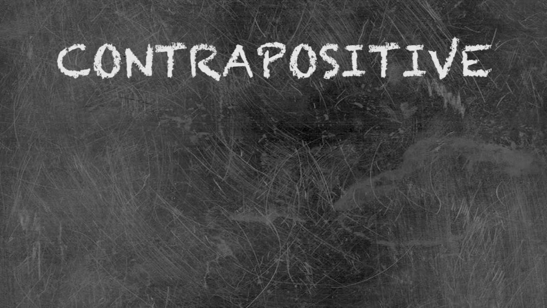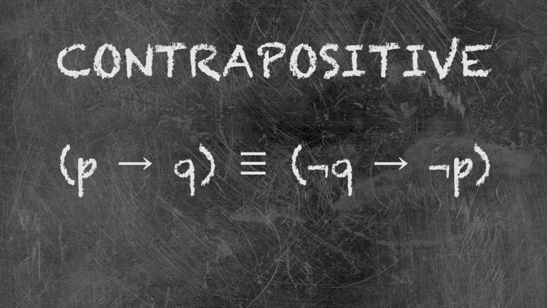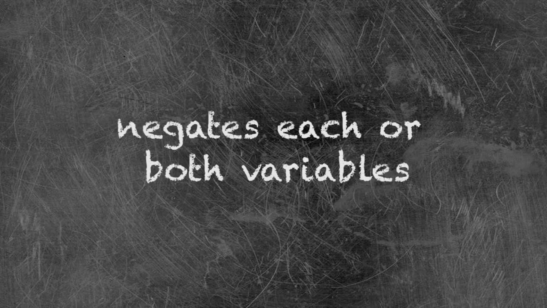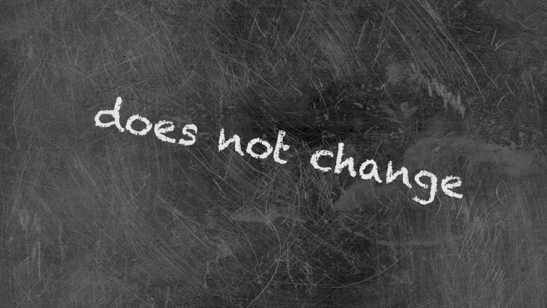The contrapositive law. The formula for this is P implies Q is equals to not Q implies not P. It switches the places of the variables, negates each or both variables, and does not change its logical connectives.